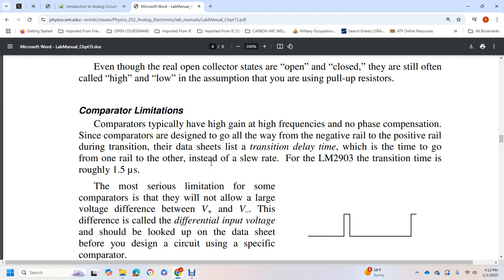Comparators typically have high gain, high frequency response, and no phase compensation. Comparators are designed to swing from the negative rail to the positive rail during a transition. The data sheet gives the transition delay time, the time to go from one rail to another, instead of a slew rate. The transition time is roughly 1 microsecond.